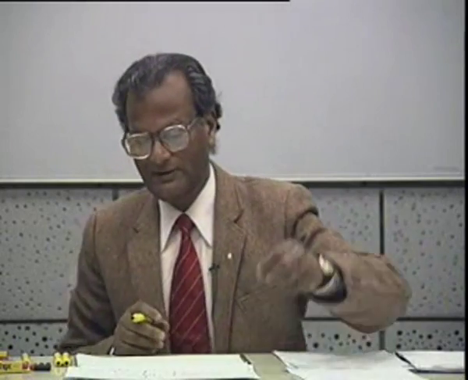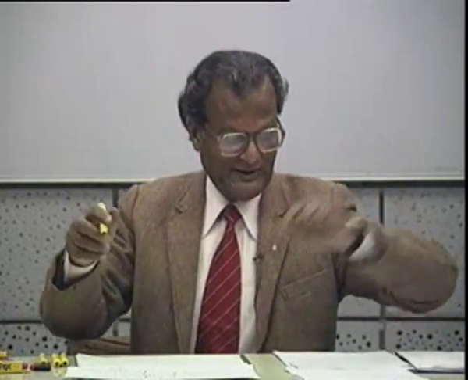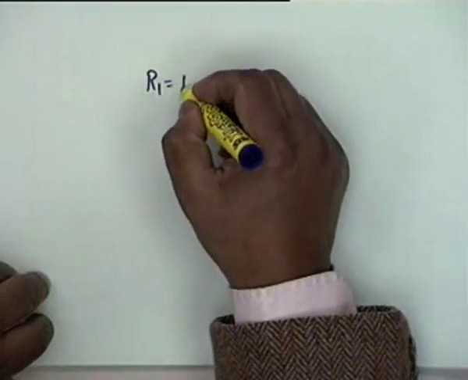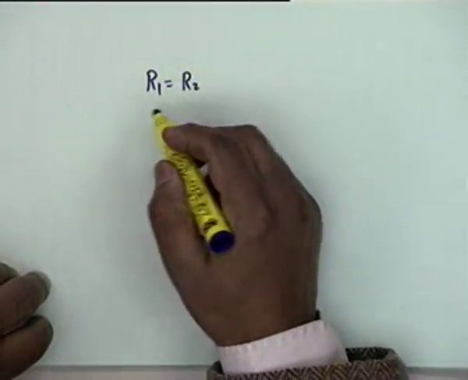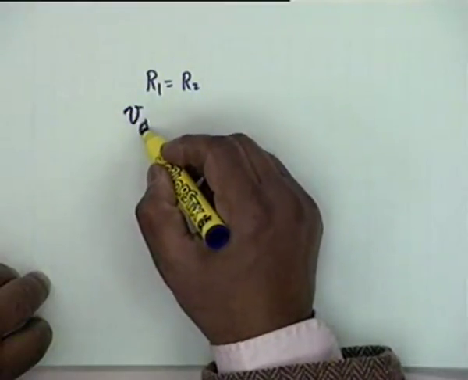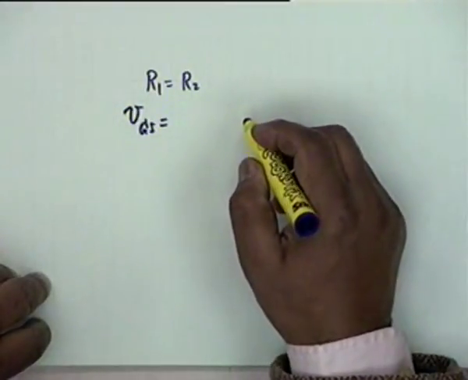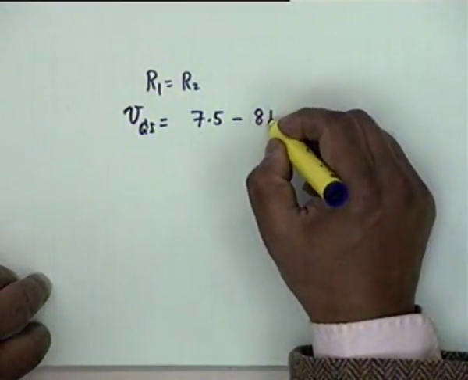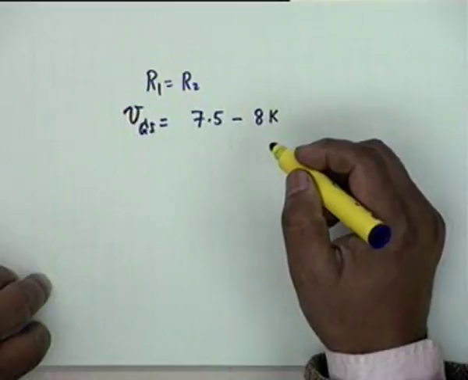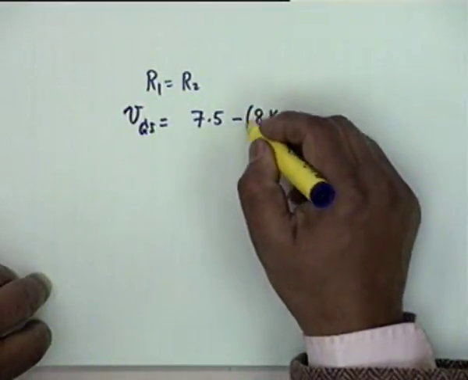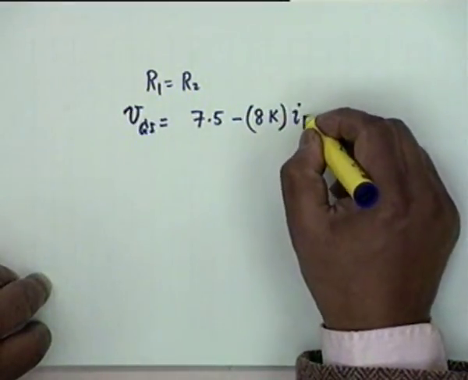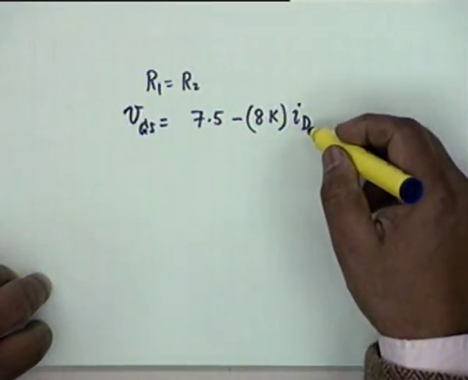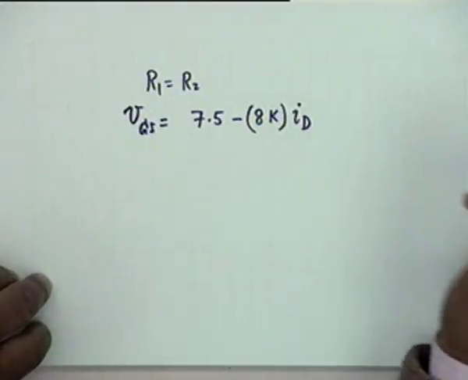Okay, now we'll get some complication. Let us see what these complications are. Now if R1 is equal to R2, then you see that VGS is equal to 7.5 minus 4k plus 4k, 8k multiplied by ID, okay, where ID is in milliamps.